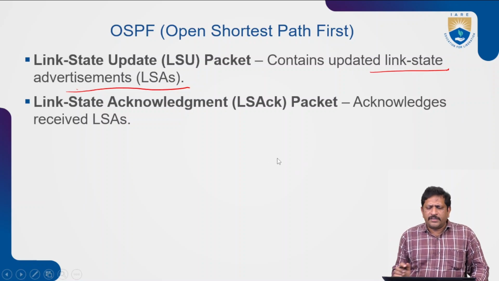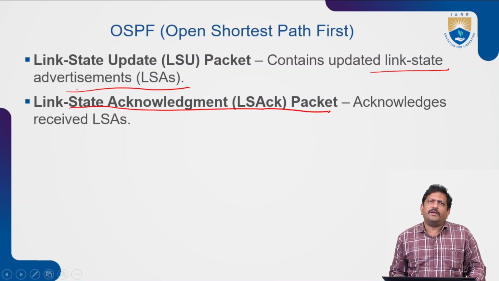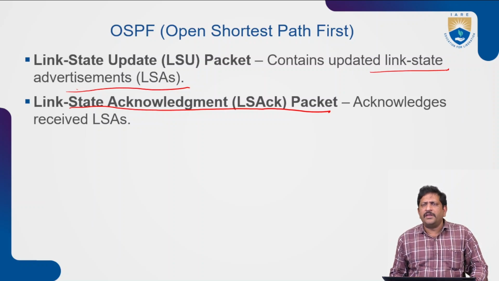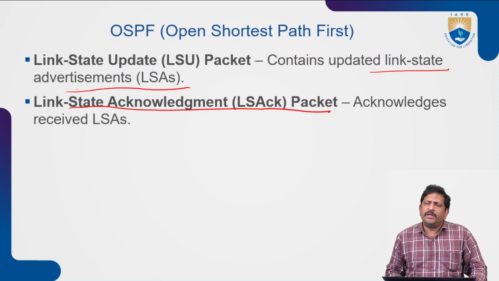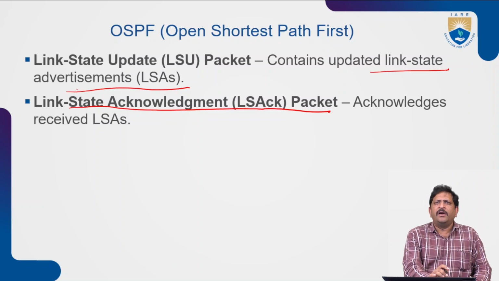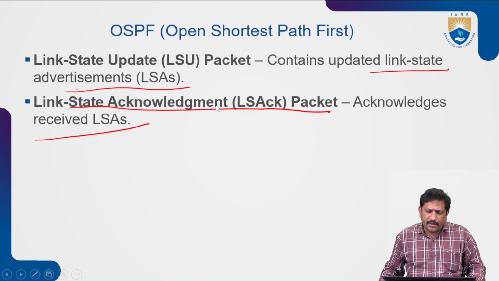And the link state acknowledgement is sent to confirm whether the link state packets were received or not, sending the acknowledgement to its surrounding neighboring routers. With the help of this link state acknowledgement packet, we can send the acknowledgement to whatever devices are connected in the surroundings. That is the link state acknowledgement.